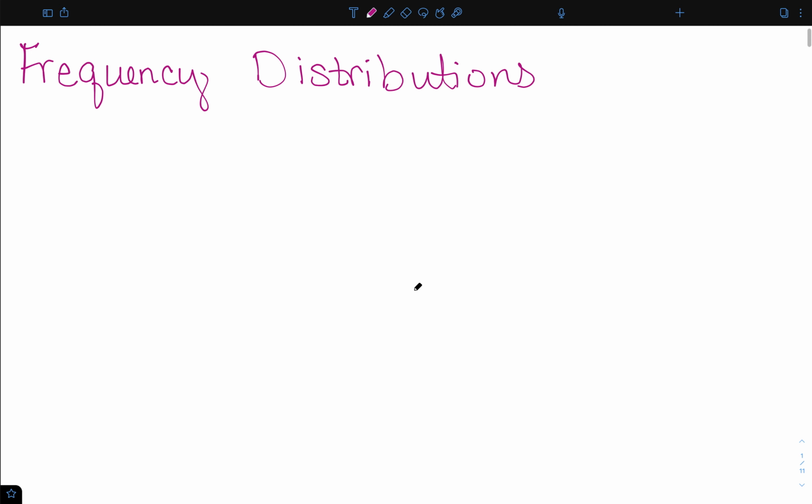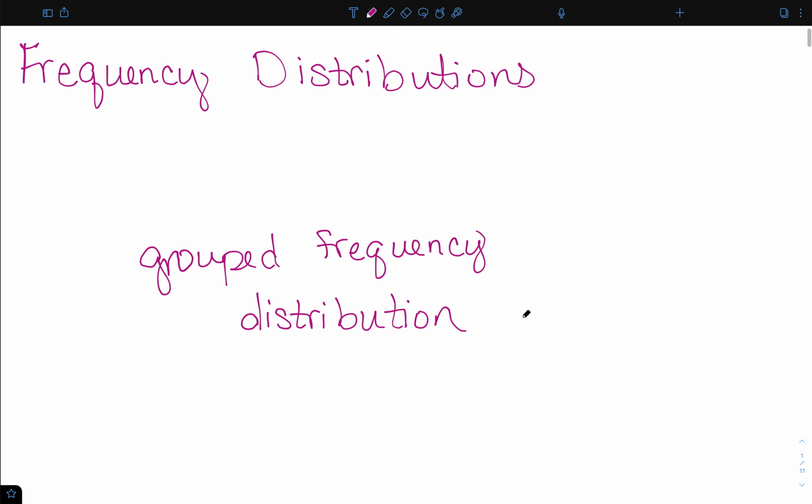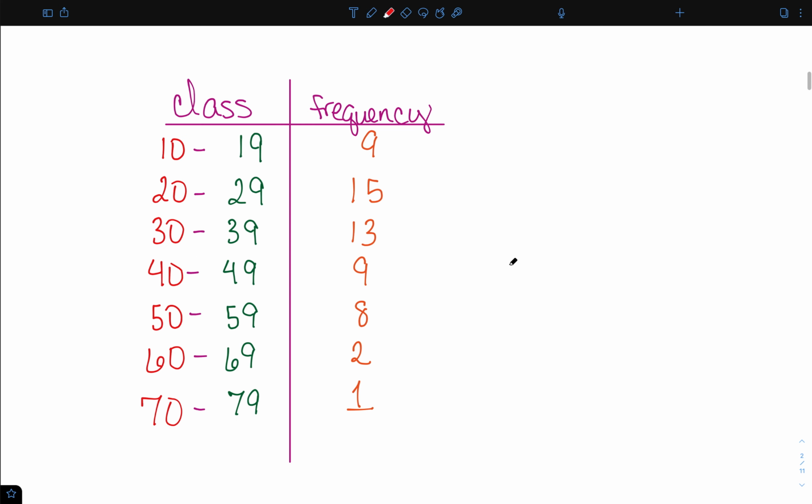If my range of the data is very large, we typically want to group the data into classes that are more than one unit in width. This is known as a grouped frequency distribution. Here I have an example of a grouped frequency distribution. We have the classes in the left column and the frequency in the right.